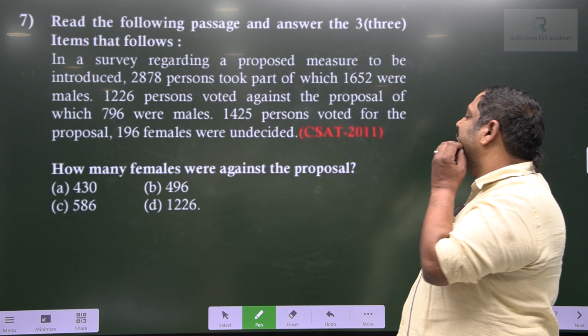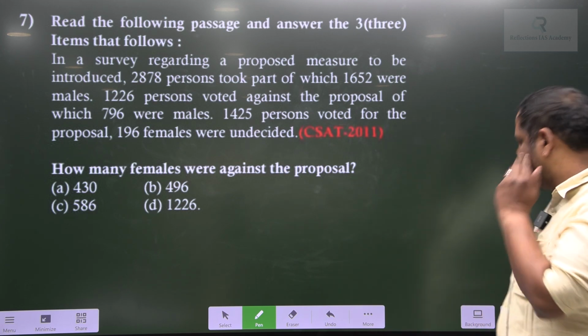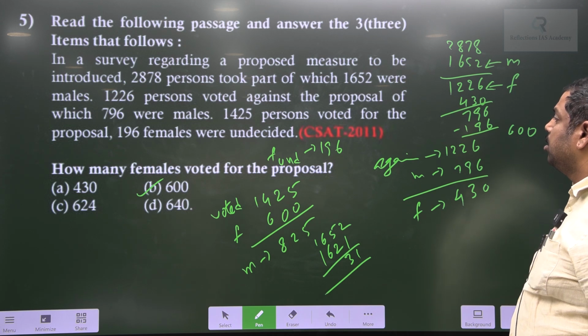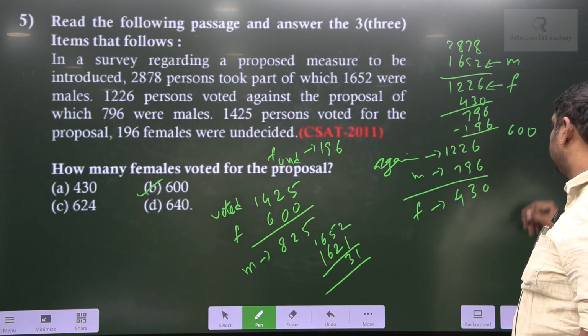How many females were against the proposal? Already we calculated, I think. 430, sir. Finally, against is 430.